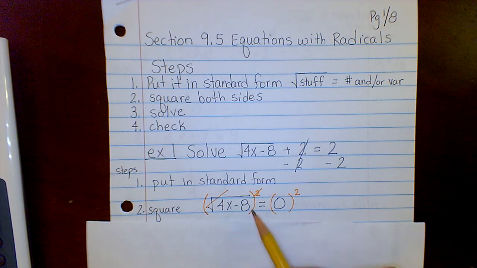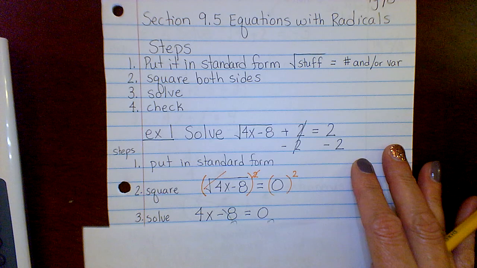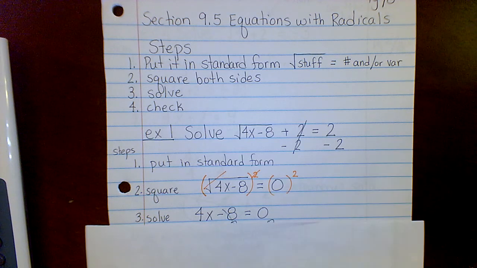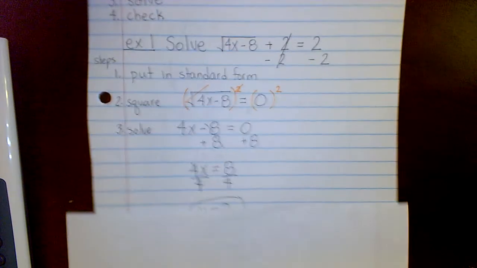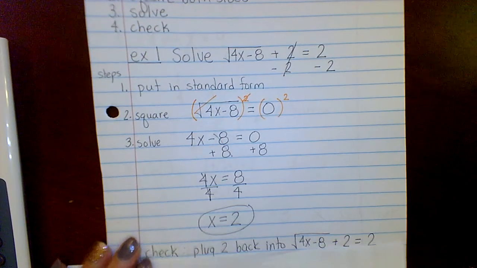Square both sides. That squared gets rid of that square root. Those undo each other. 0 squared is just 0. So I get 4x minus 8 equals 0. Now to solve that, that's just a two-step equation. We're just going to have to add 8 and divide by 4, and I get x equals 2.